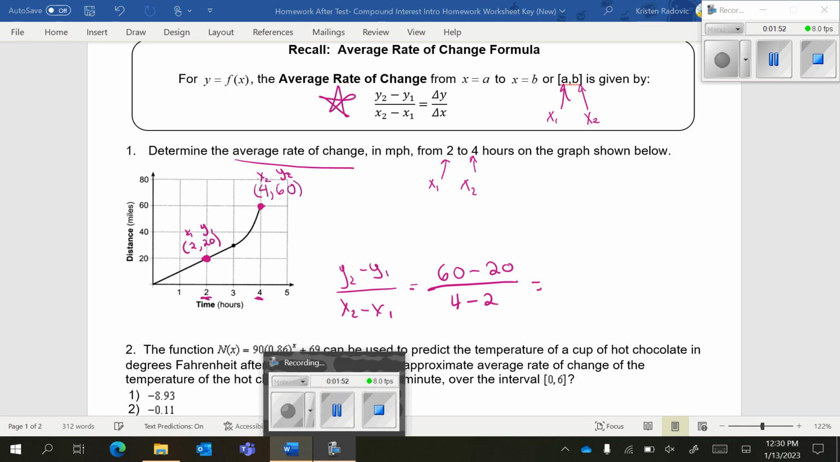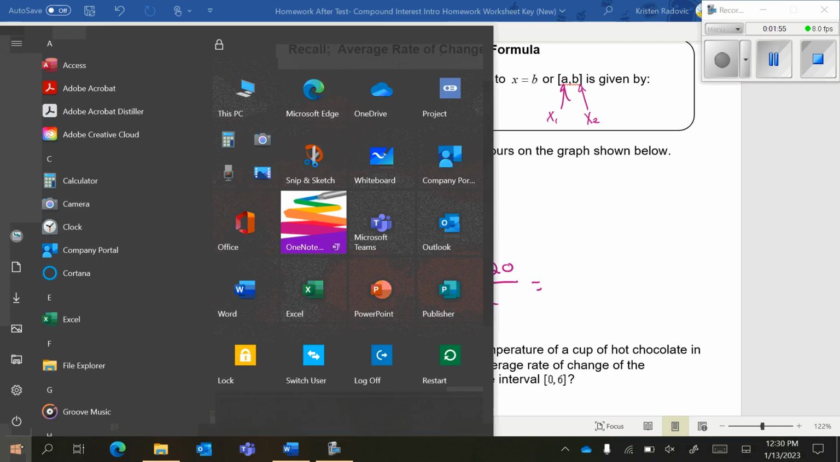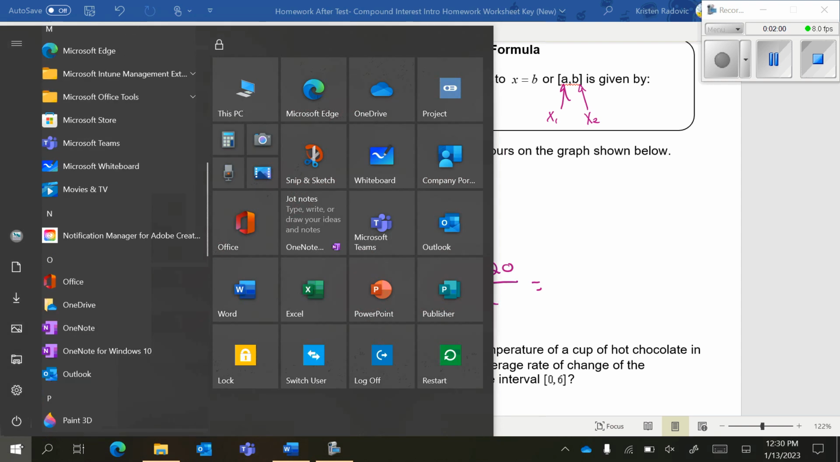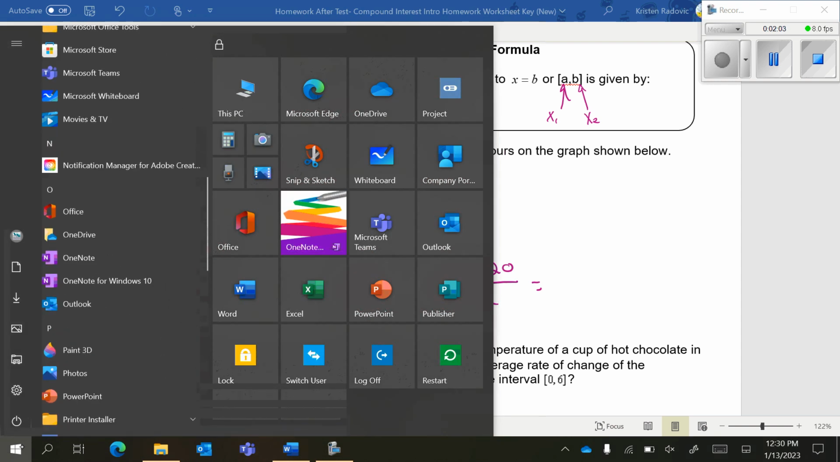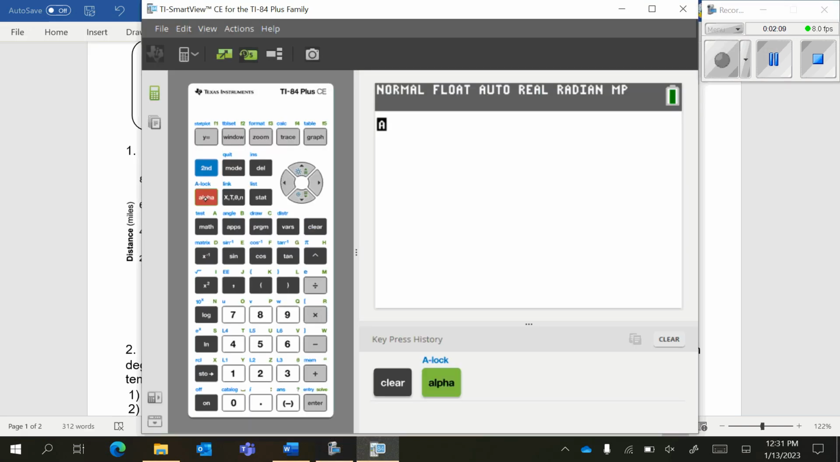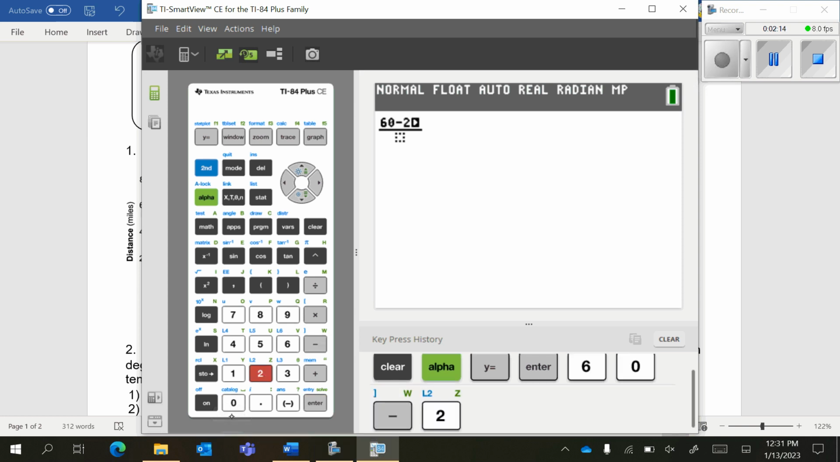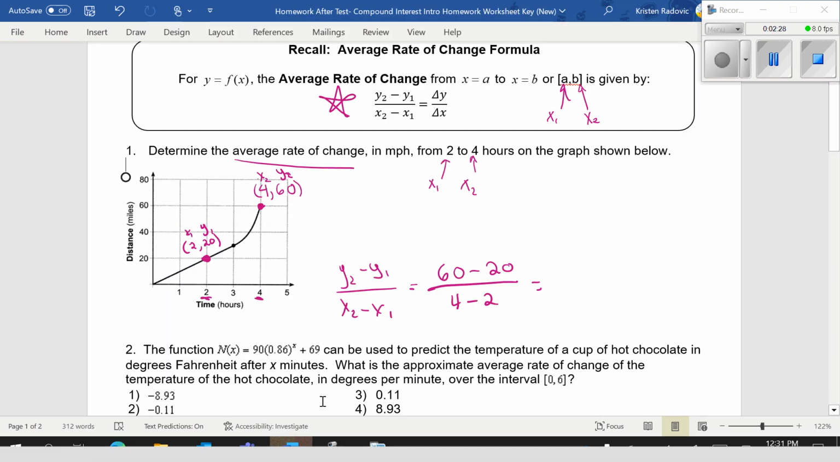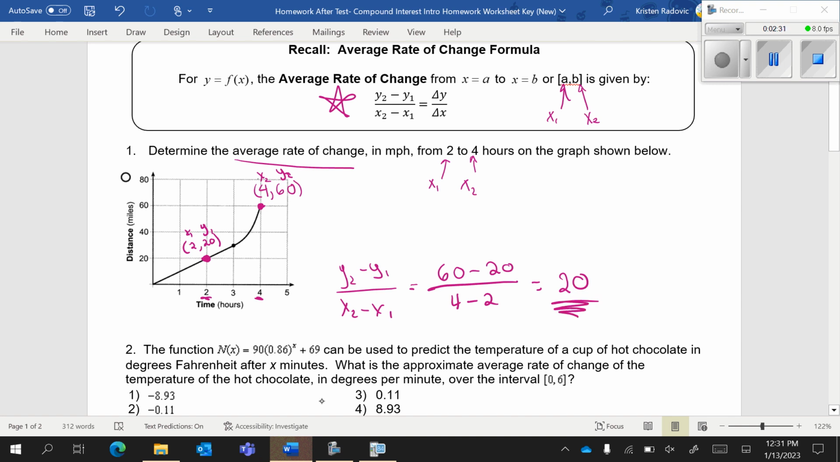And then I know a lot of you like to simplify this in the calculator. Sorry, I meant to say simplify the numerator, then simplify the denominator. I really encourage that you put it in the calculator all at once. So we're going to do alpha y equals, to get a fraction, 60 minus 20 in the numerator, and in the denominator 4 minus 2. See how I'm putting it in all at once into the calculator? I'm not doing each computation separately. That is really best. Now it tells us that our average rate of change is 20.